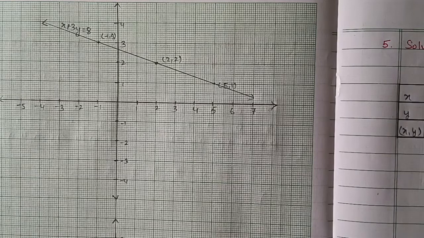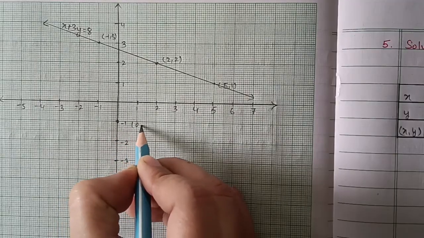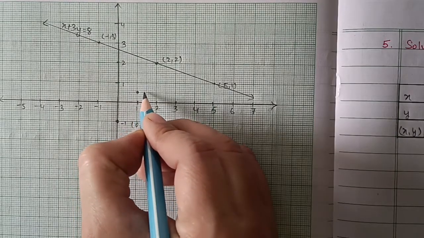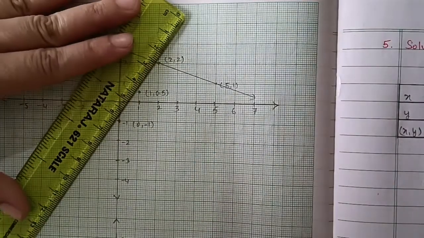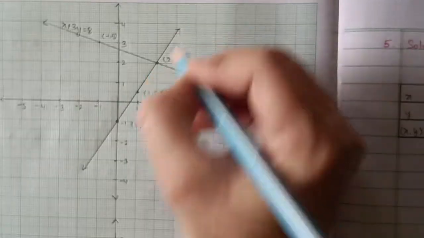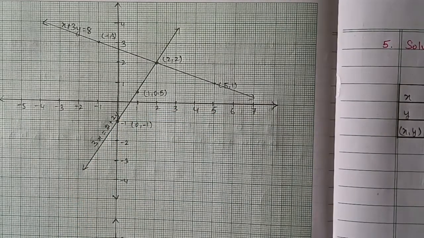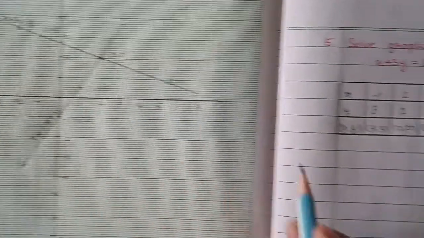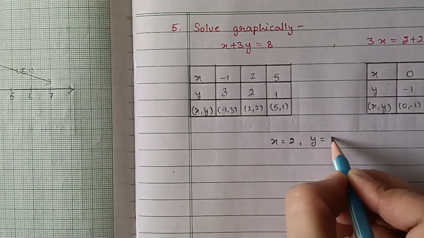Now we'll plot for the second line. First point 0 comma minus 1. Then 1 comma 0.5. And third point 2 comma 2. This equation is 3x equal to 2 plus 2y. So here you can see both the lines are intersecting at point 2 comma 2. This will be our solution here. So x value we are getting 2 and y value also we are getting 2.